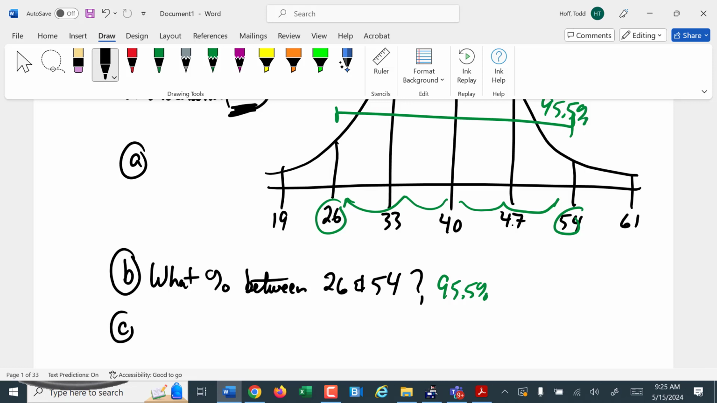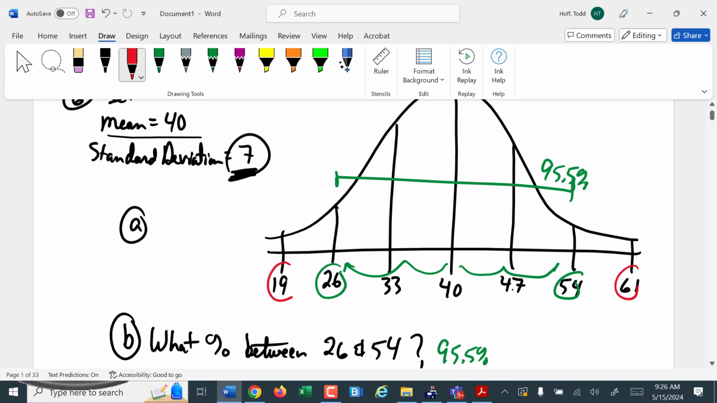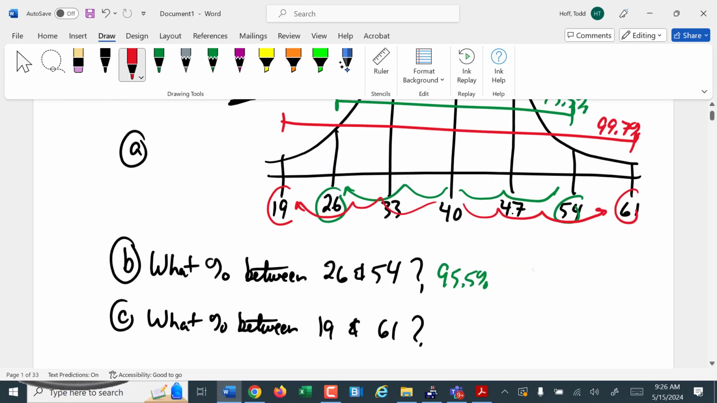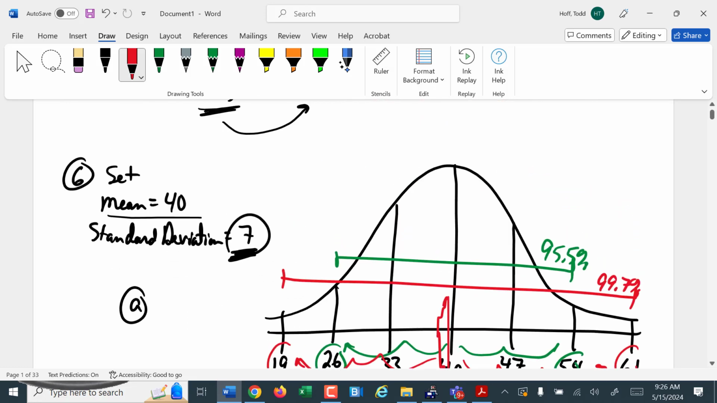For part C then, it asks something like what percent falls between 19 and 61. So here's 19 and here's 61. That is 1, 2, 3 steps to the left, 1, 2, 3 steps to the right. So the empirical rule also tells us if you go 3 steps on each side of the mean, we expect 99.7% of the data to be there. So this is 99.7%. Oops.